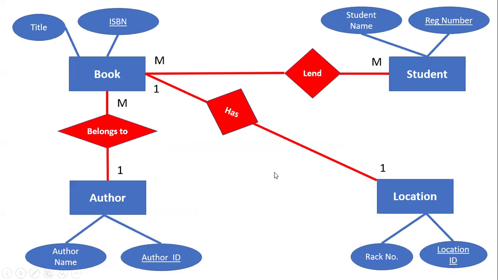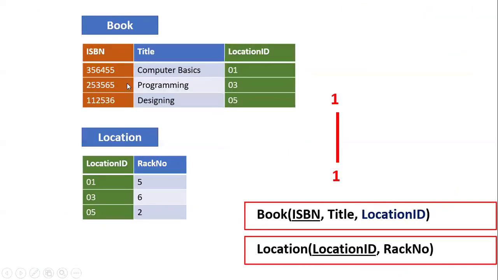In the book, we have title and ISBN. In the location, we have rack number and location ID. So in this table, ISBN is the primary key, and in this table, location ID is the primary key. Now to make the relationship between these two tables, we can insert one primary key into the other table.